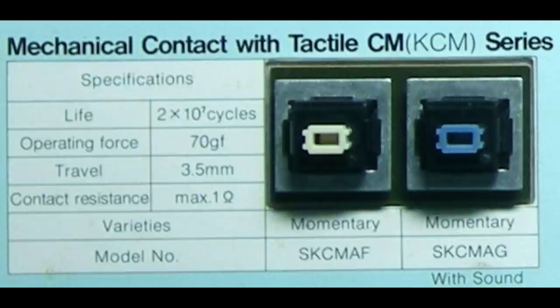The only official information we have on them comes from this famous picture of a tester that included SKCM Blue and SKCM Cream as its non-clicky but otherwise identically rated counterpart. SKCM Cream are one of the few Alps switches we have the exact part name of. It's SKCM AF, as you can see.